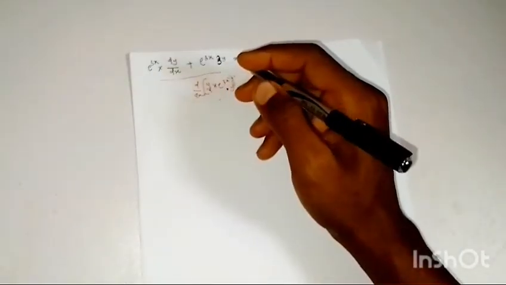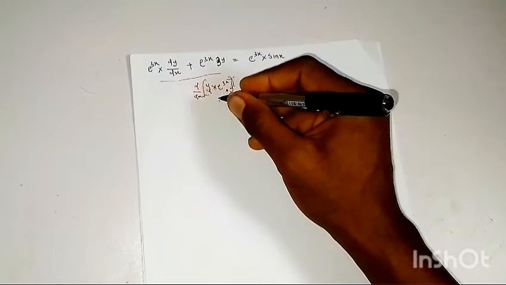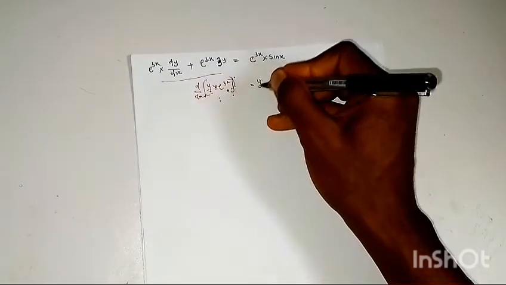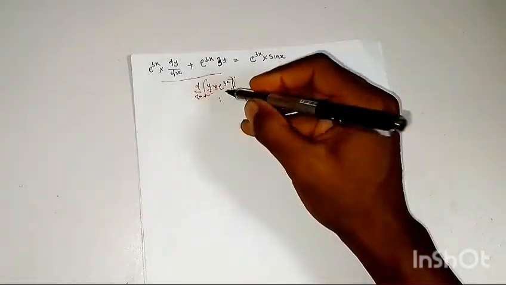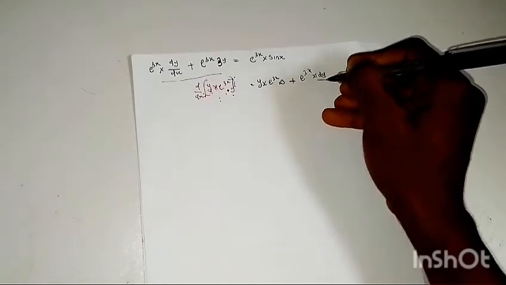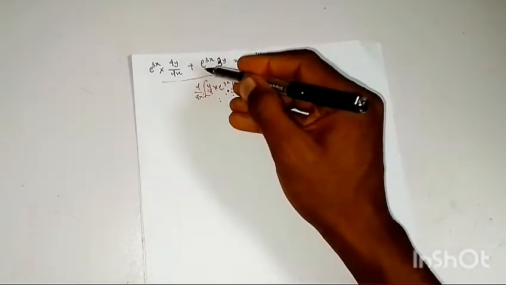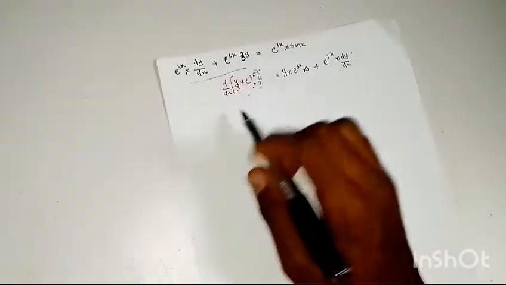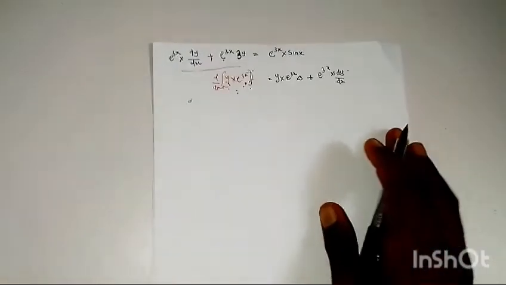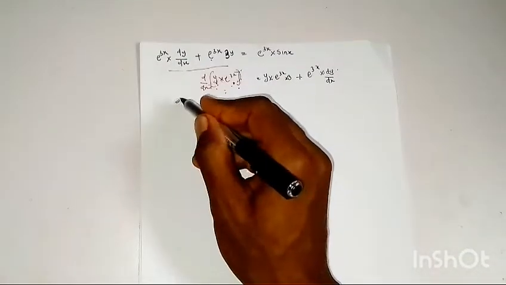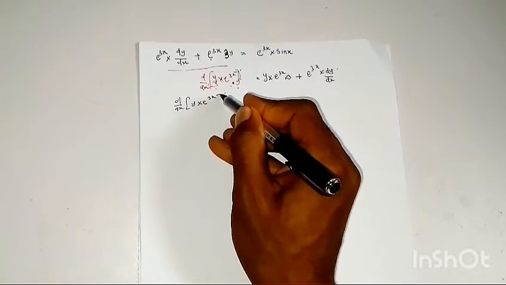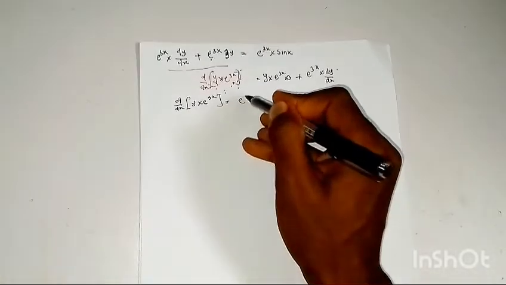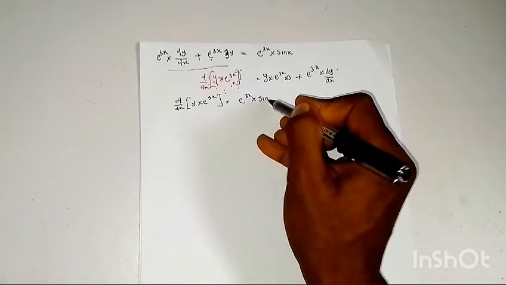Taking y constant and applying my product rule, differentiating this one, I have y times exponential 3x times 3, right? Plus, taking this constant and differentiating this, I have exponential 3x times dy/dx. So you see that this is actually giving me this. So instead of me writing this, I can replace it with this. Then I have the derivative of y times exponential 3x is equal to exponential 3x times sine x, right?